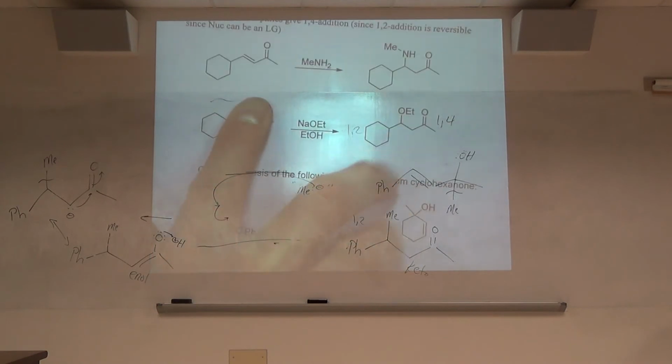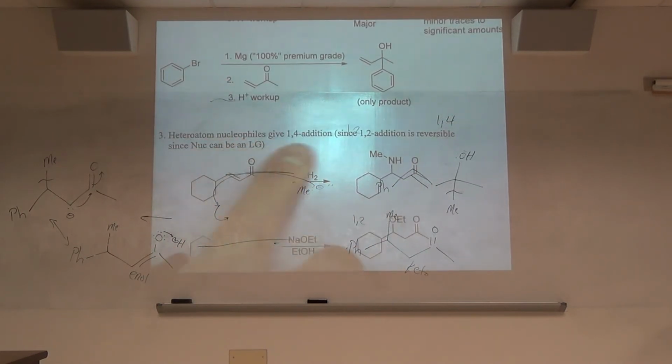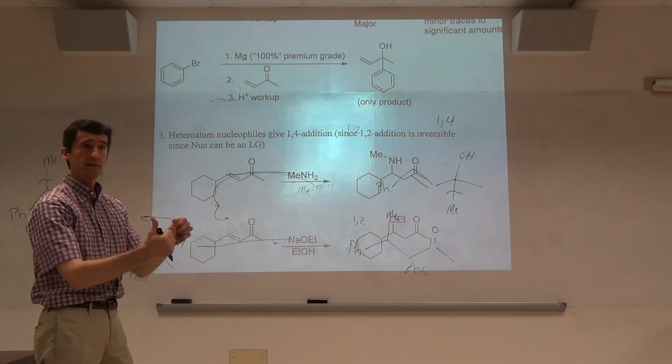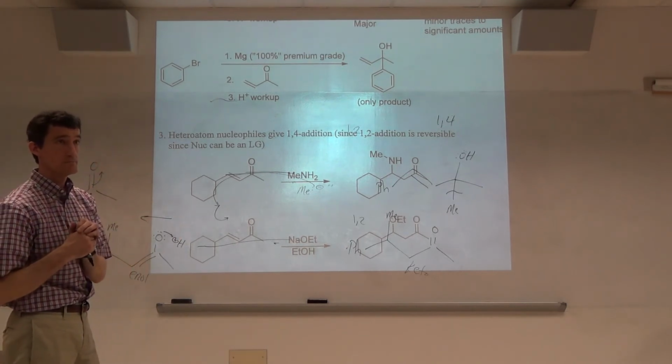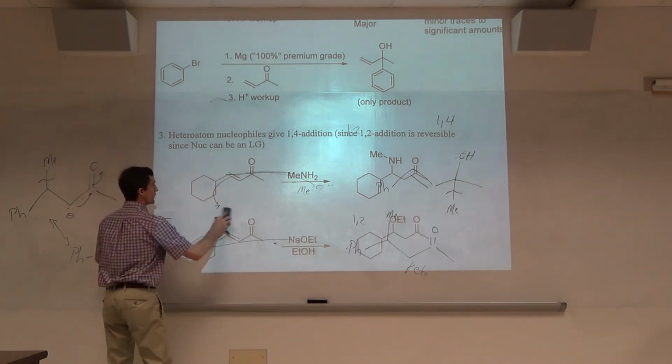What other nucleophiles can add? Amines. Heteroatoms typically prefer 1,4. Because see, a heteroatom can turn around and be a leaving group. And I said if it can be a leaving group, it'll do 1,4. So the question is basically, what's the 1,4 product look like?